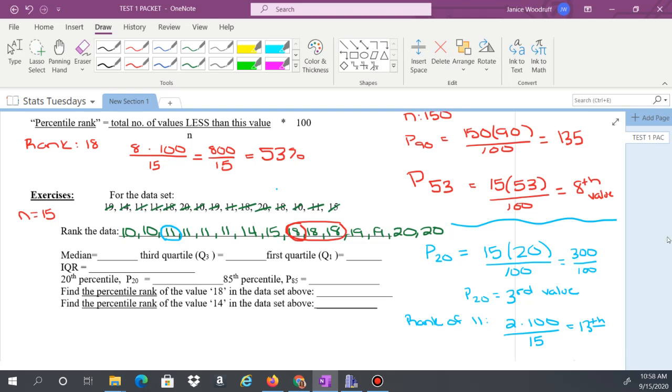Did you have your hand up? Okay. All right, so let's take a look at, so this was the number 11. And the 85th percentile, okay, we do P85.